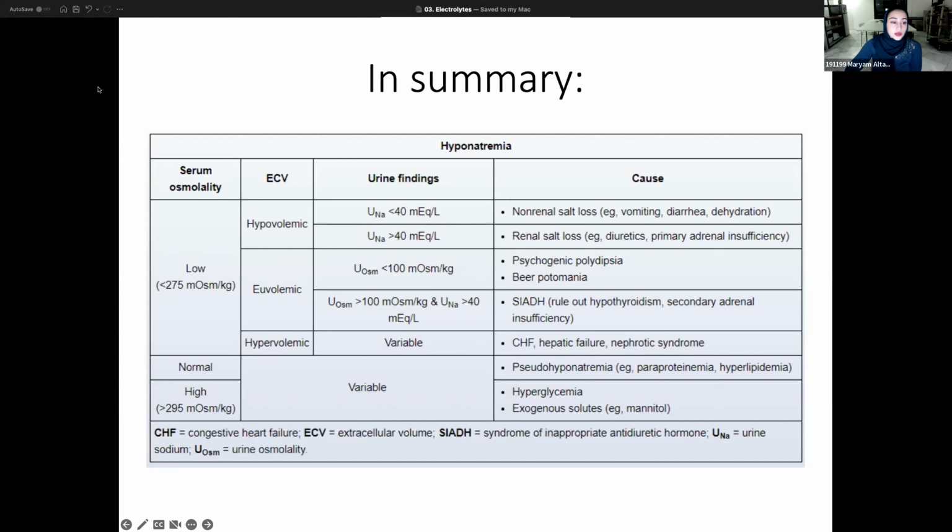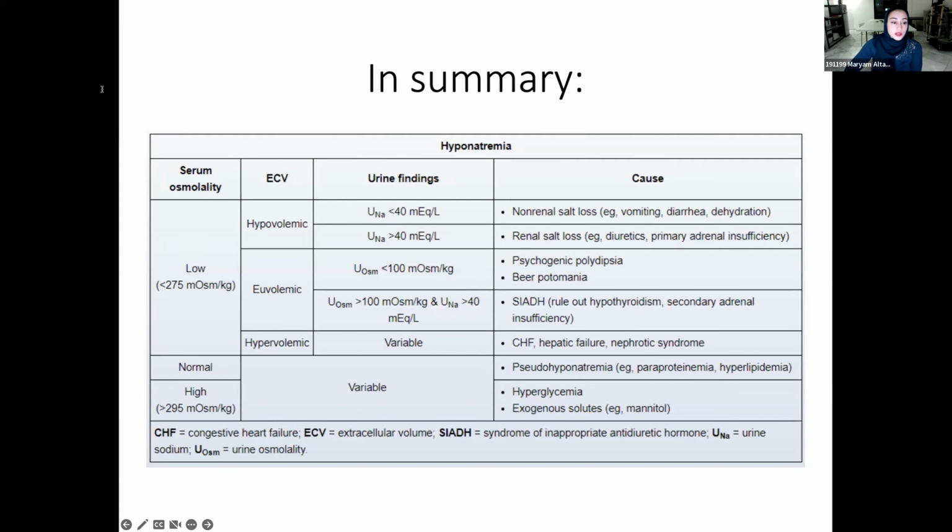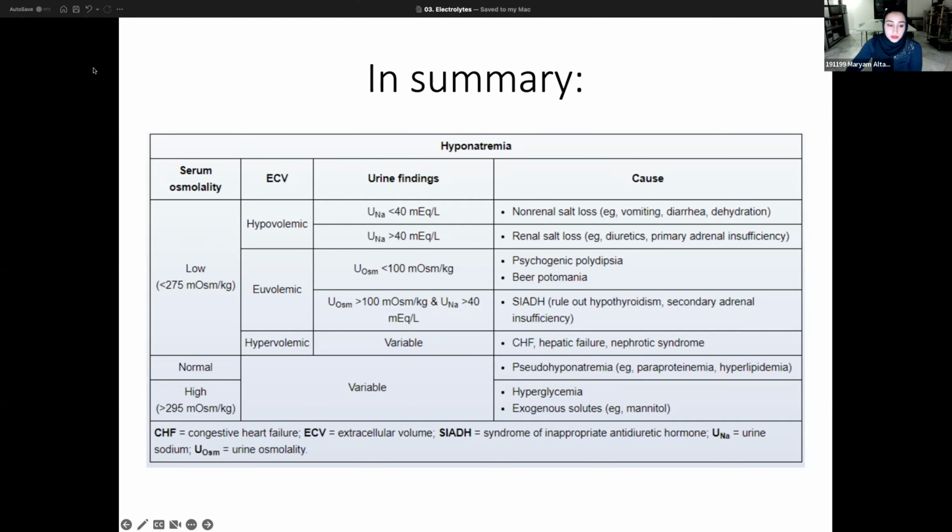Can you please provide us with the normal values for urine osmolality and urine sodium? Okay, so urine osmolality, for a serum we know, we said generally like 275 to 295 is the general range that we're looking for. For urine osmolality, it really differs because it can go up to like 1,200. So the general cutoff that we're looking at here is 100, okay?